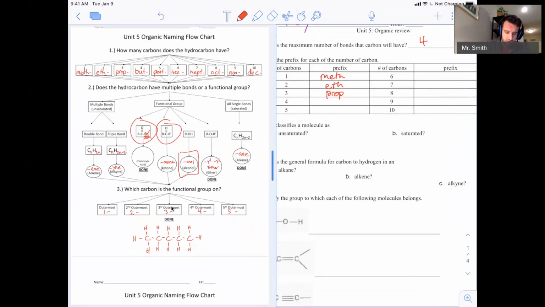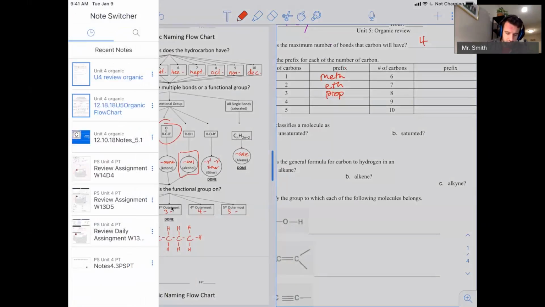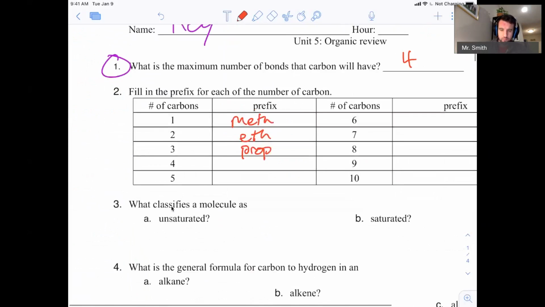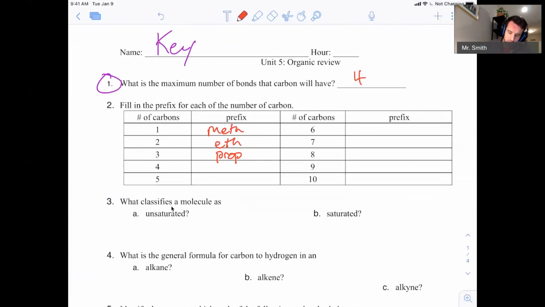I'm actually just going to get rid of this thing. Let's just focus on this. There, that's a little bit better. Meth, eth, prop, 4 is but. 5 is pent. 6 is hex. 7 is hept. 8 is oct. Non and dec.